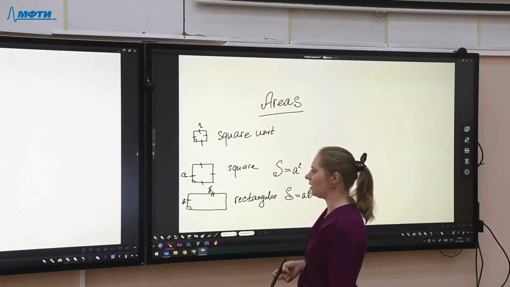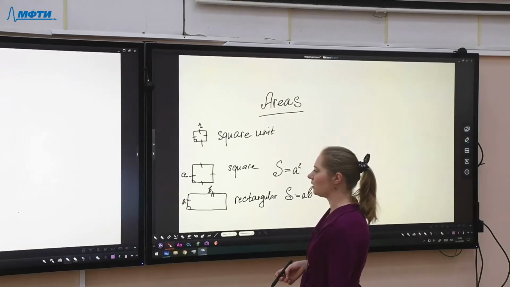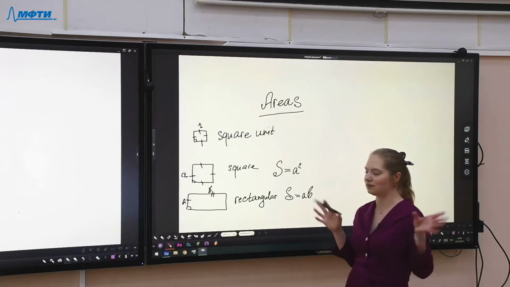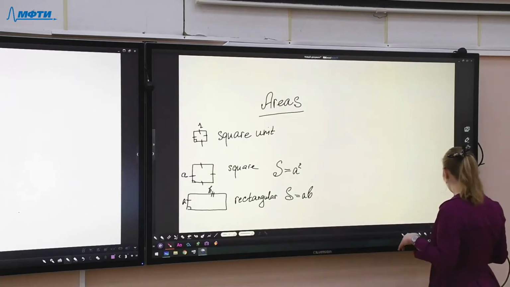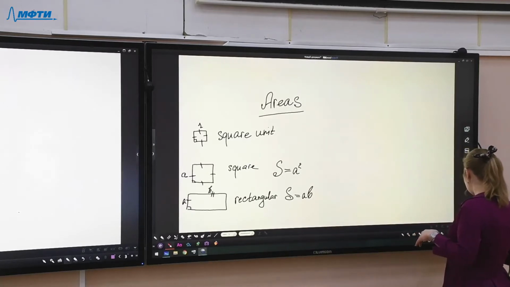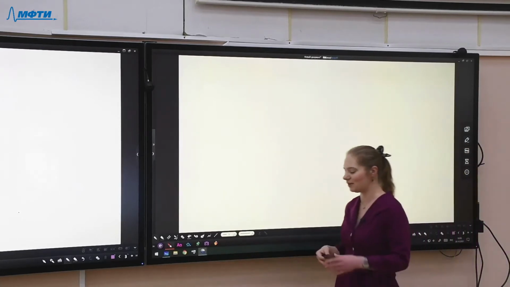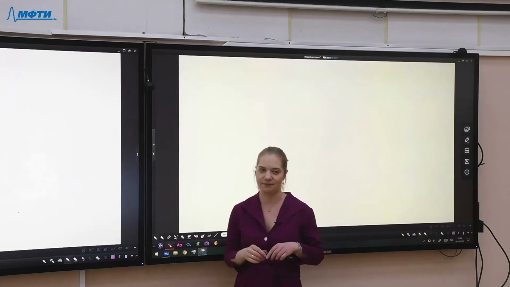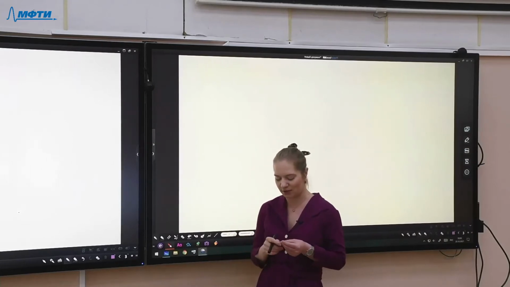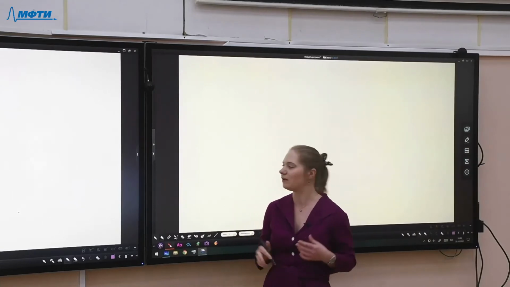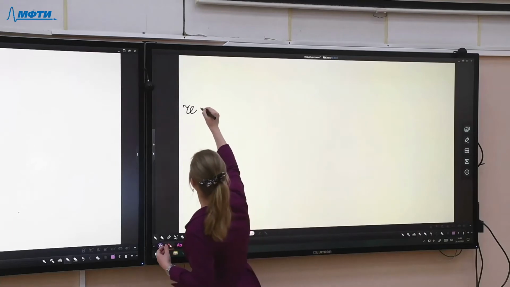Okay, we have discussed all quadrilaterals. But also, we can introduce some formulas for other plane figures. For example, we can talk about so-called irregular polygons.